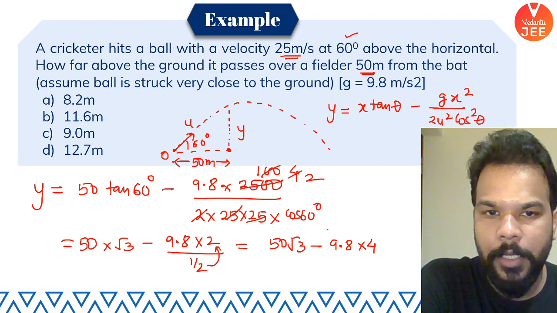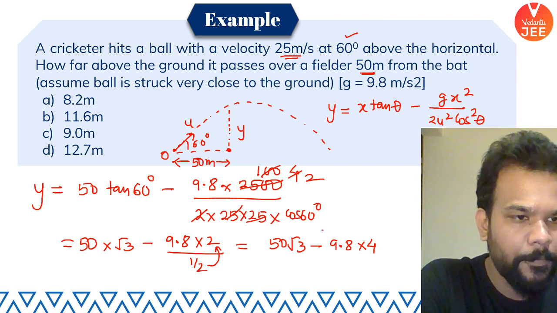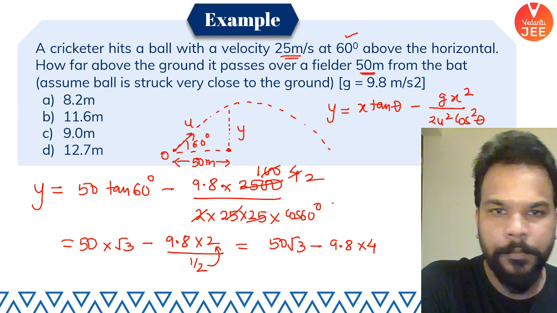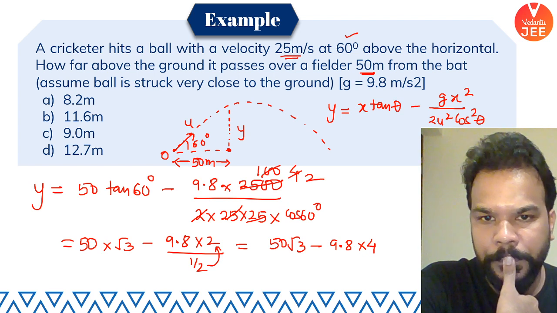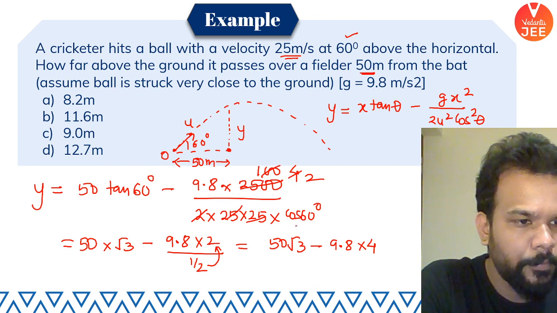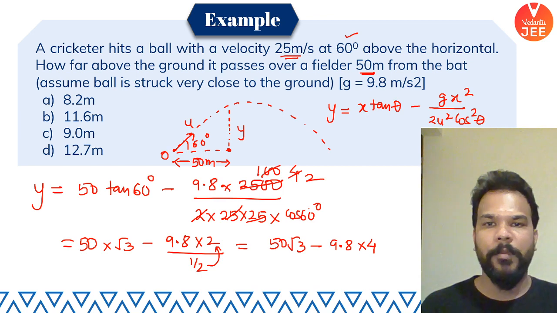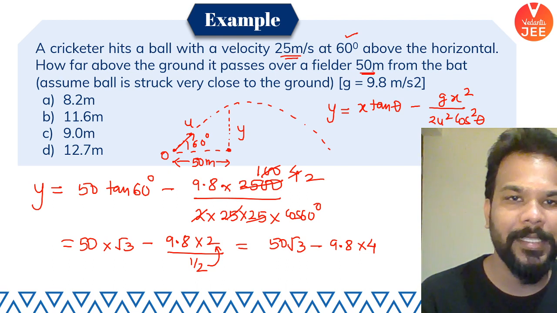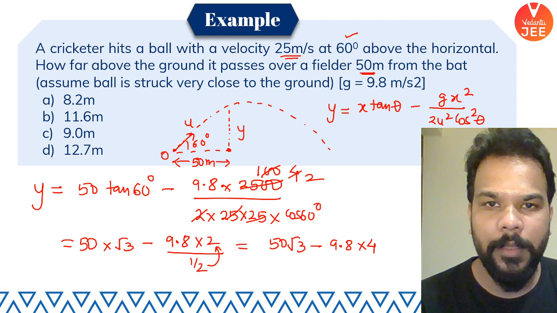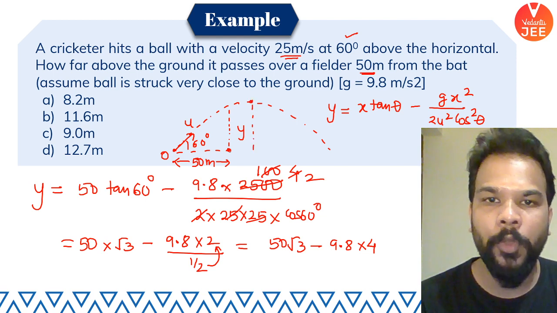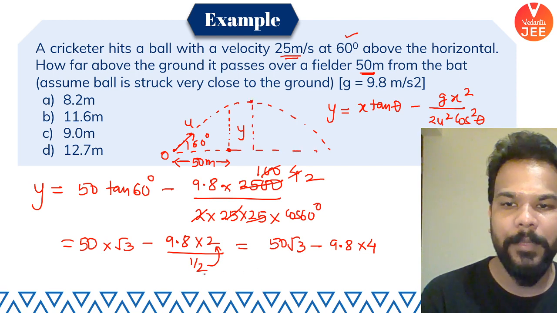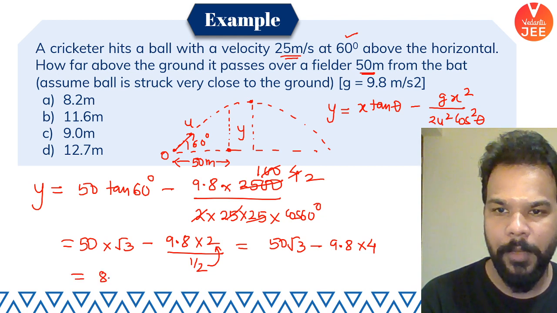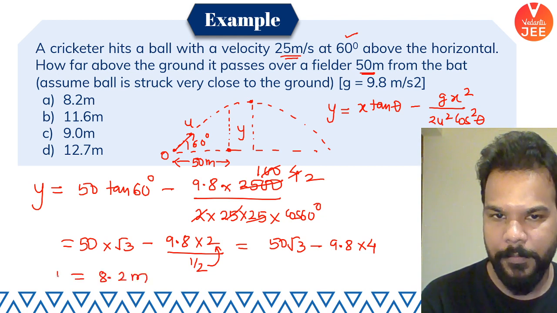Okay guys, are you all following this? Why not the maximum height equation? It is because the body has not reached the maximum height, since we don't know whether the ball is here or not. Okay, people. So when you simplify this, guys, the y should come out to be 8.2 meters.